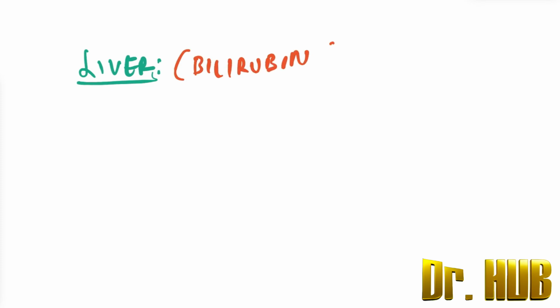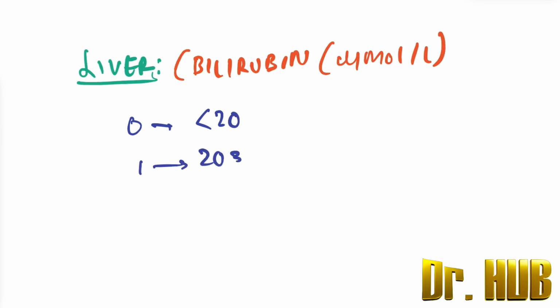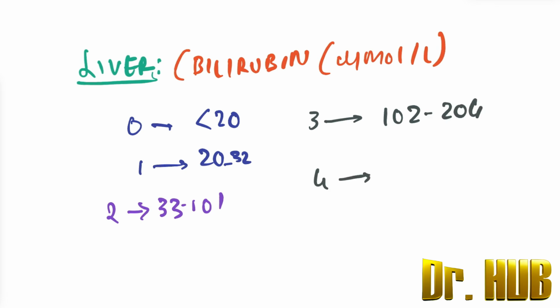Now let's move on to the liver. So in terms of liver, it is the bilirubin, the unit being millimole per liter. So here in 0, it is less than 20. In terms of 1, it is 20 to 32. Next, in terms of 2, it is 33 to 101. Next, we move on to 3. 3 indicates 102 to 204, and 4 indicates greater than 204.